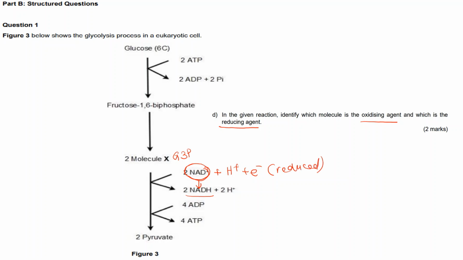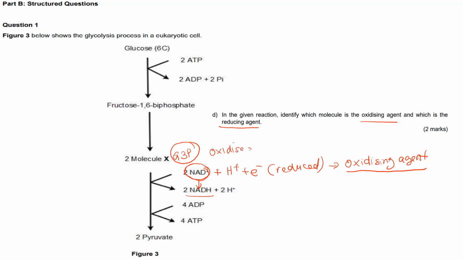If NAD plus is reduced, it means that it is an oxidizing agent. If it's an oxidizing agent, it means that it has to oxidize the molecule before it, which is G3P. So it means that G3P will be oxidized.